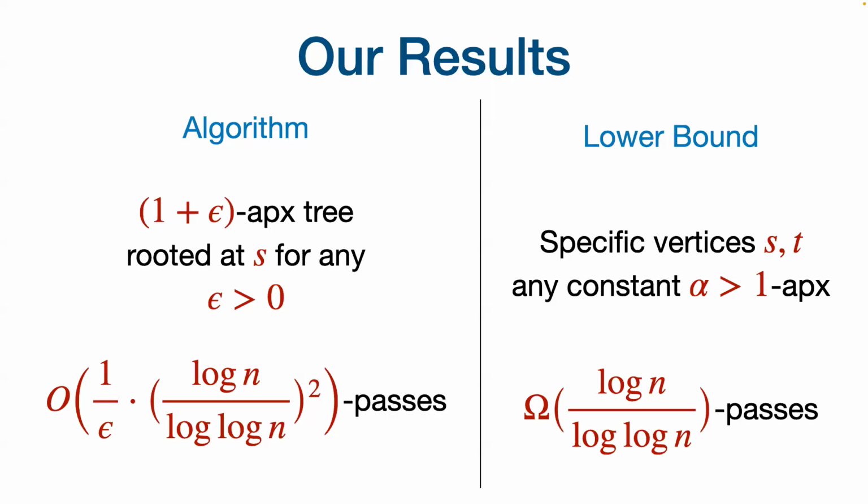And let's look at something very small that I can ask. You have two specific vertices S and T, and I just want to estimate the distance between S and T up to some alpha approximation. I don't even want the path. You just output the value of the distance. And for that, it is saying that you still need omega of log n over log log n passes for constant alpha. So the gap now is a log log n factor.